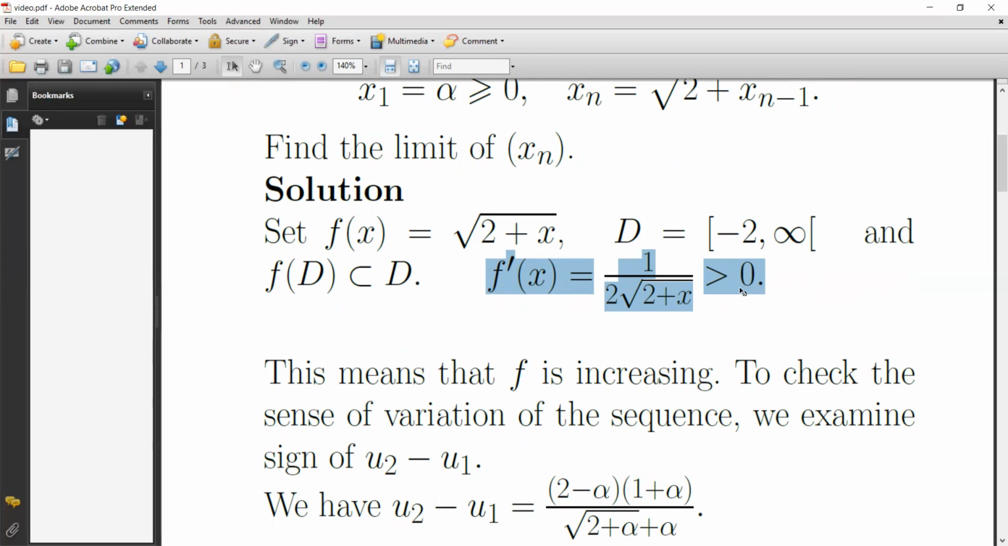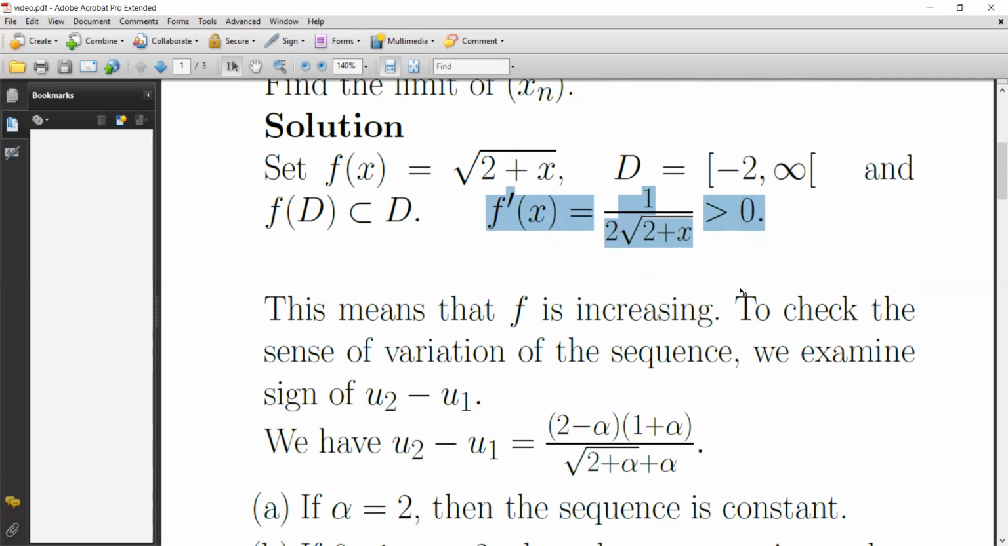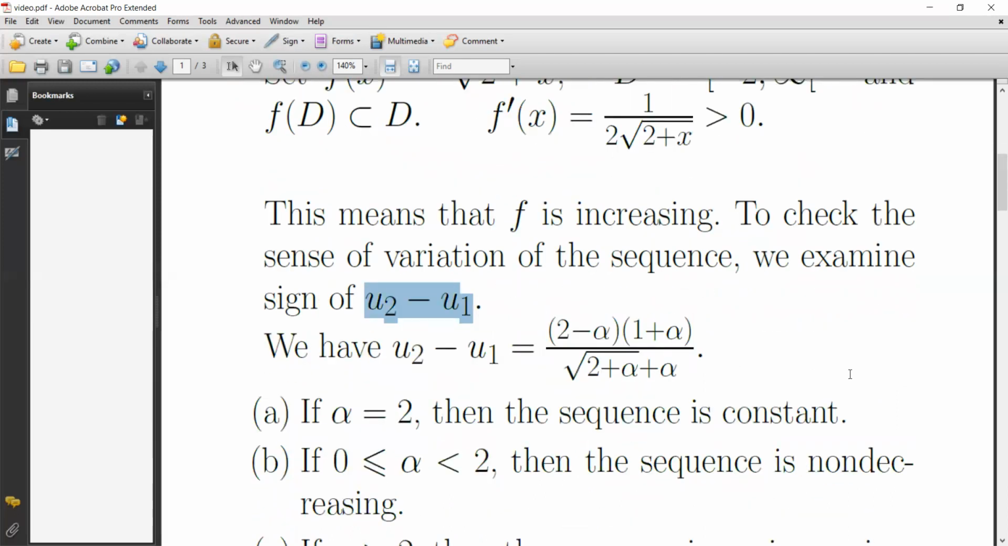F is increasing, but to check the sense of variation of the sequence, we have to examine the sign of the first two terms, I mean, x_2 minus x_1. After a simple calculation, we find that x_2 minus x_1 is equal to this quotient: (2 minus alpha) times (1 plus alpha) over the square root of 2 plus alpha, plus alpha.